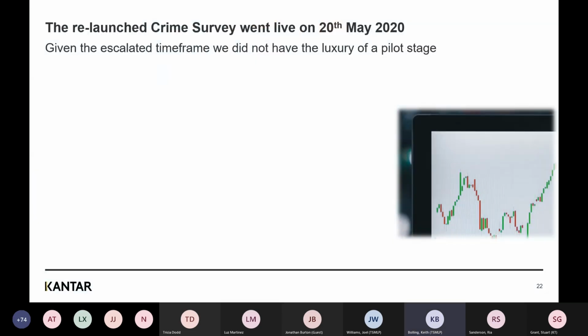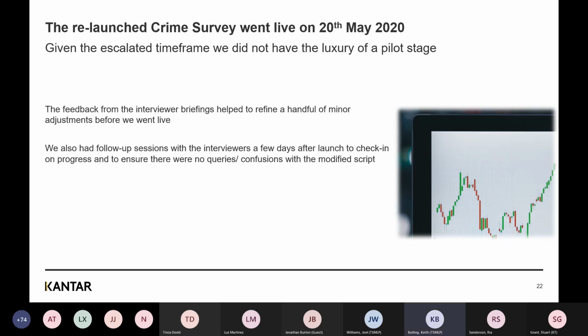So we went live on the 20th of May, as Joel has mentioned. We didn't have the luxury of a pilot. Given the escalated time frame, we had to work without that pilot stage, but we looked to address that as much as possible. So we had some very detailed interviewer briefings just to go through the changes, and that helped to make some minor refinements just before we went live.